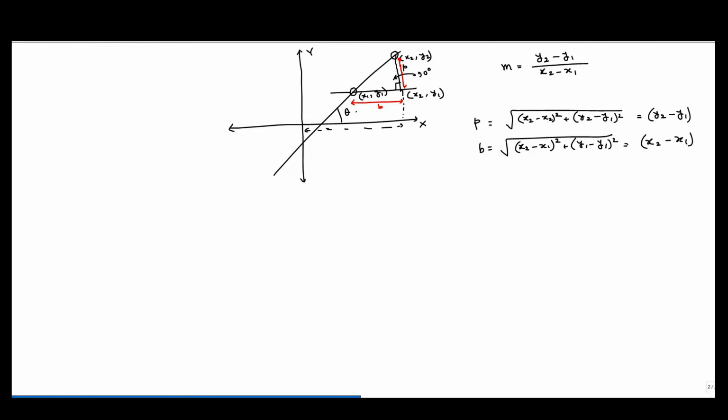And we have already seen that this straight line is parallel to the x-axis, so this angle is also theta. These two angles will be the same. And we have already seen that tan of theta is P by B, the length of the perpendicular by the length of this base. So this is nothing but y2 minus y1 by x2 minus x1. So this is my slope.